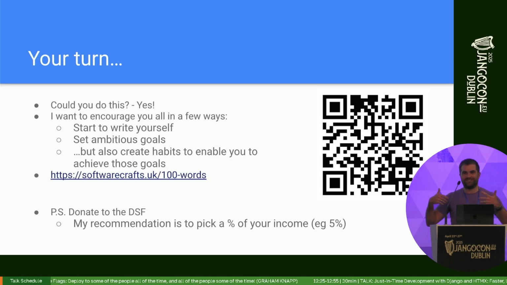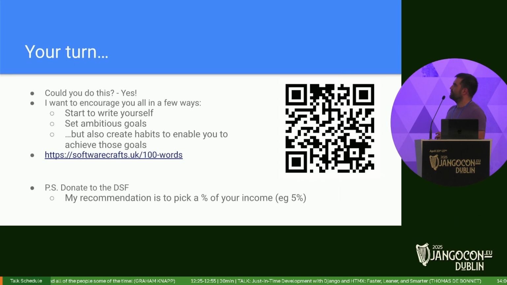But for me, my encouragement is: your turn. Could you do a similar goal, set an ambitious goal? I think anyone in this room could. It's about setting the goal, but then having daily habits to encourage you to do that. And then as a PS, I really recommend you donate to the DSF. I personally do 5%, and I like a percentage because it scales. If you have a salary, it scales to any salary, and it's a consistent thing. So that's it.